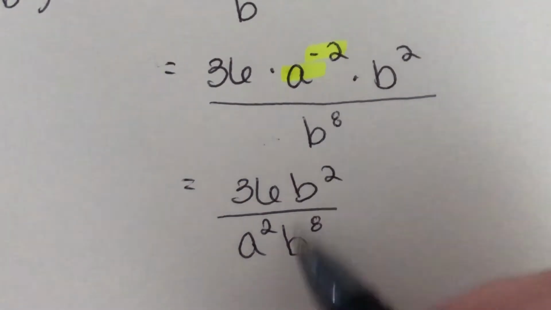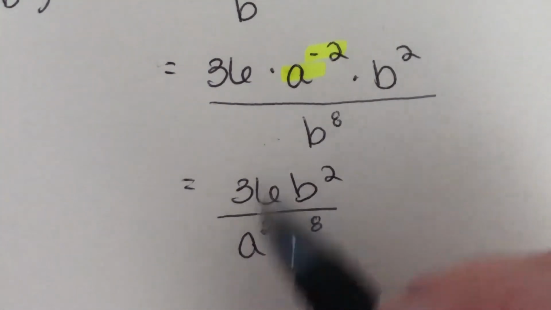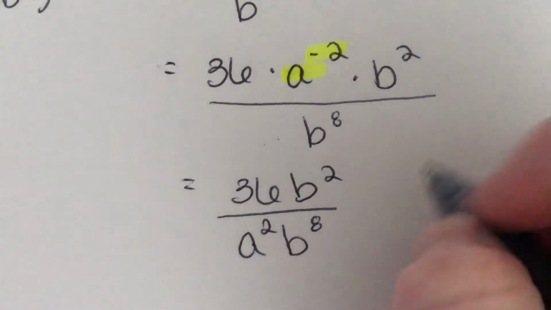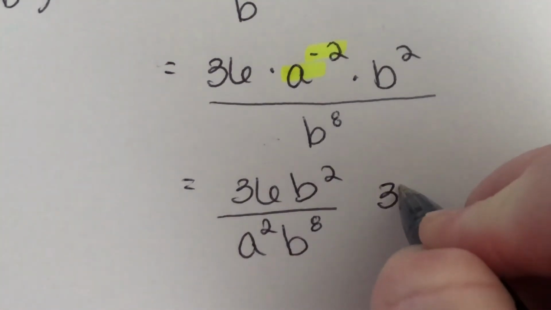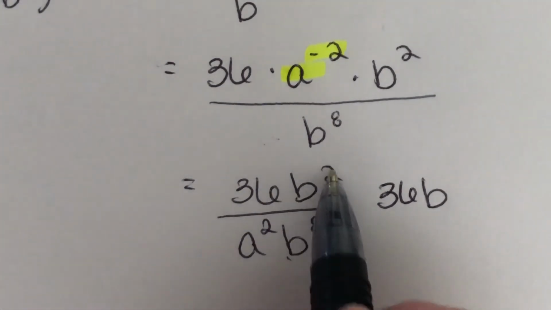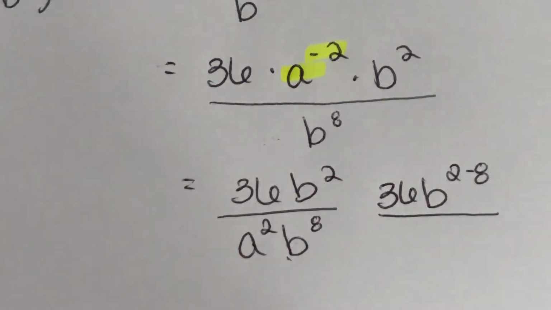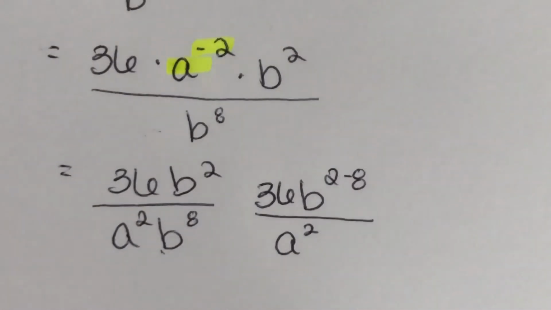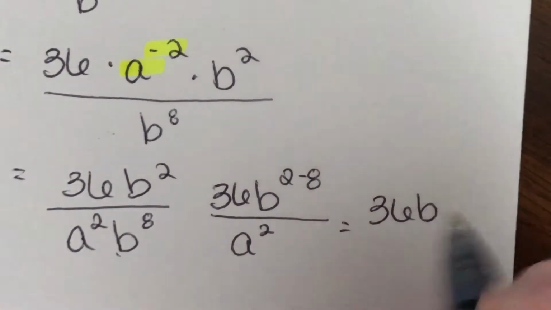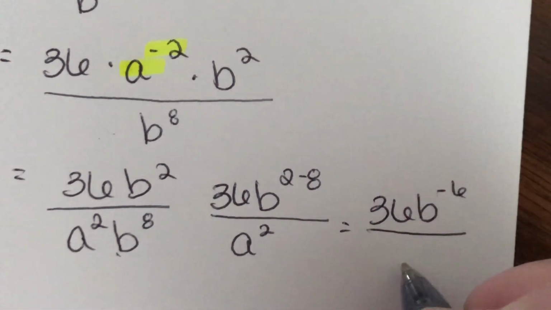Okay, so now I want to simplify the b's, right? There's no numbers to simplify. There's no a's to simplify, just b's. So I'm going to have 36 times my base of b, and I'm going to subtract top minus the bottom, 2 minus 8, all over a squared. And then I just have one more step to simplify, well, 2 more steps to simplify. This becomes 36b, 2 minus 8 is negative 6, all over a squared.